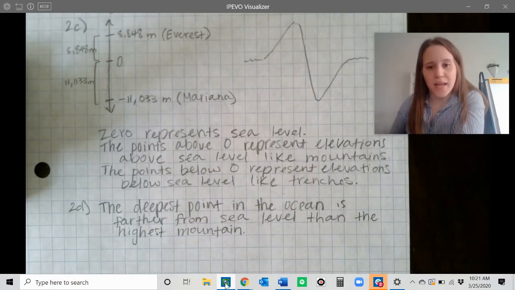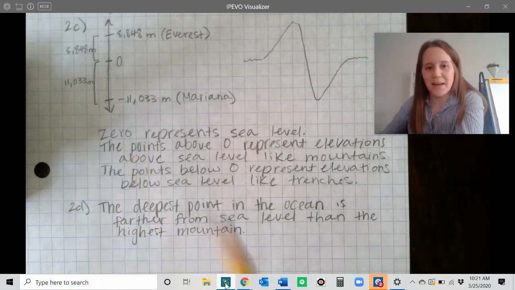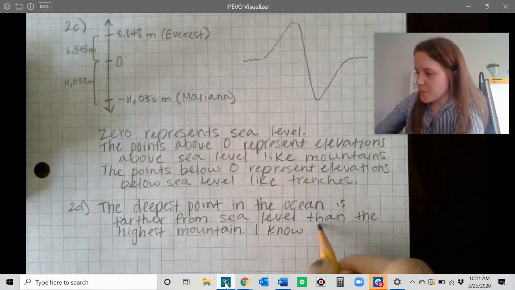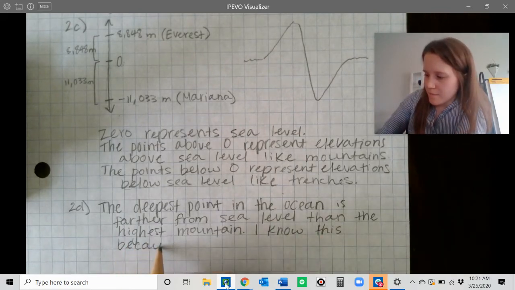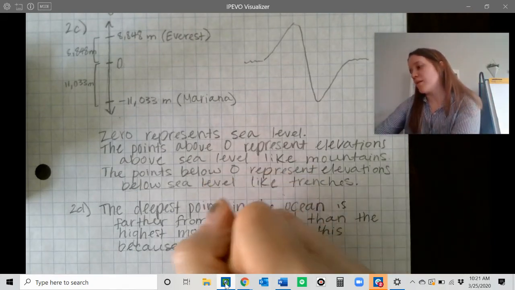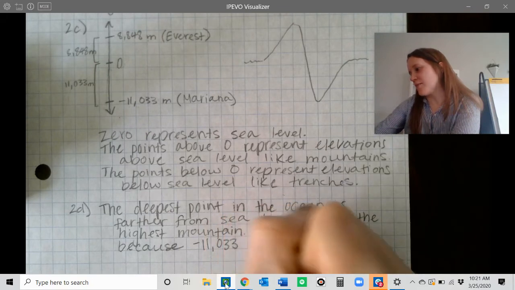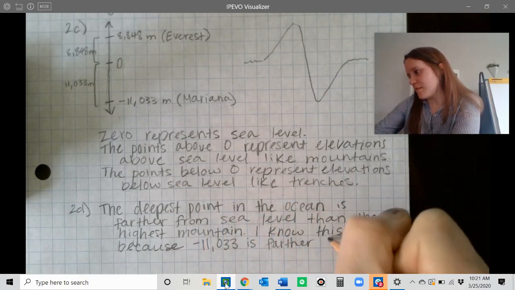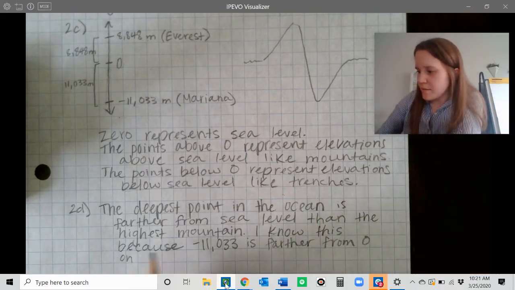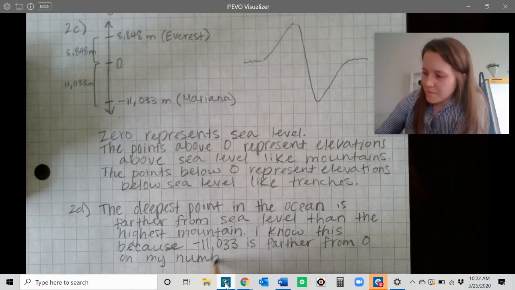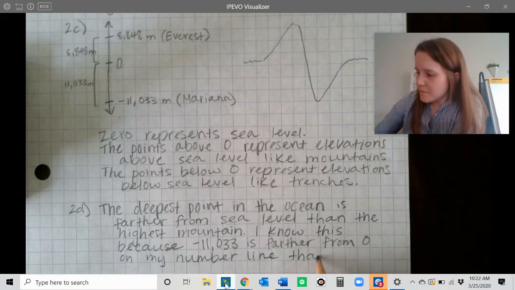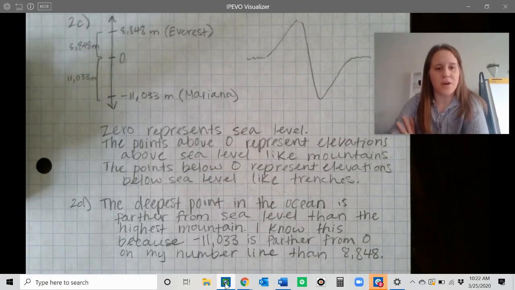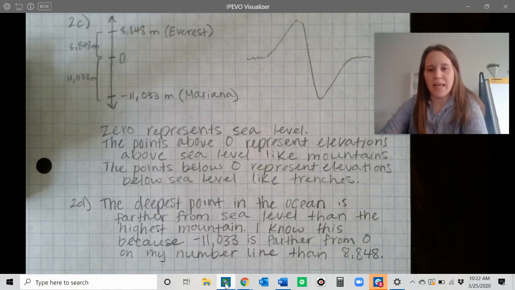So there's my answer, and I'm going to explain. The evidence I'm going to use is this distance on my number line. I know this because negative 11,033 is farther from 0 on my number line than 8,848. The deepest point in the ocean is farther from sea level than the highest mountain. Crushed it. Awesome.